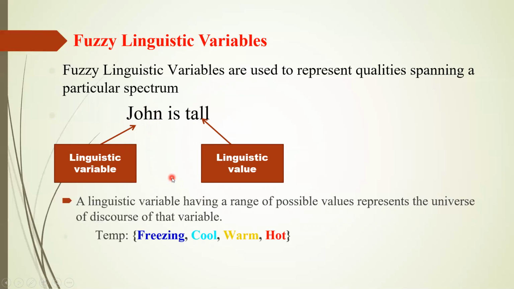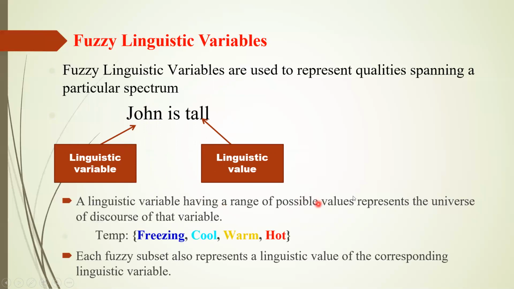A linguistic variable having a range of possible values represents the universe of discourse of that variable. For example, the universe of discourse of the linguistic variable temperature might have a range between 0 to 100 and may include a set of linguistic values such as freezing, cool, warm, hot, very hot, and so on. Each fuzzy subset also represents a linguistic value of the corresponding linguistic variable.